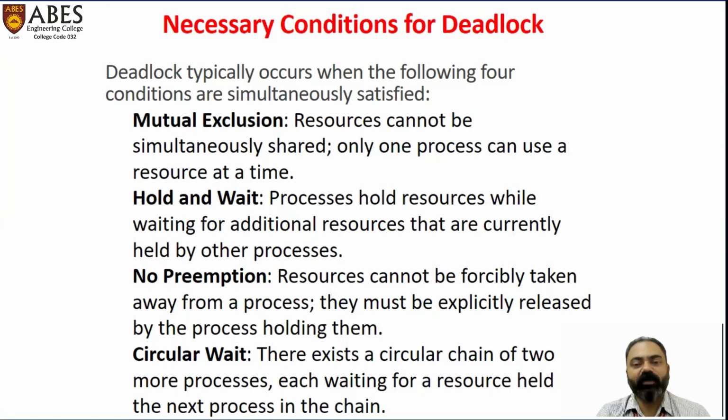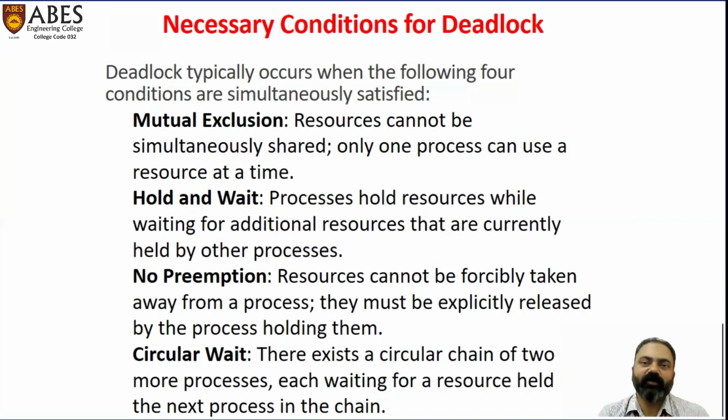Second condition is hold and wait. Means process holds resources while waiting for additional resources that are currently held by or used by another process. As we saw previously in the previous slide, that was an example of circular waiting. Next is no preemption. Means resource cannot be forcibly taken away from a process. They must be explicitly released by the process holding them. If we cannot preempt the resources, then this also can lead to a deadlock.